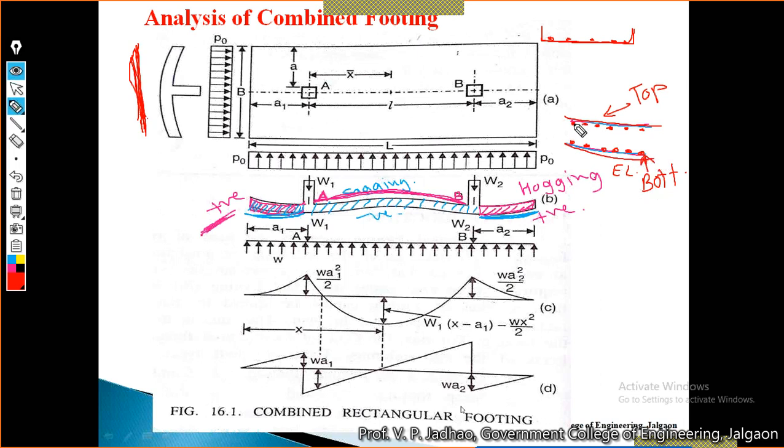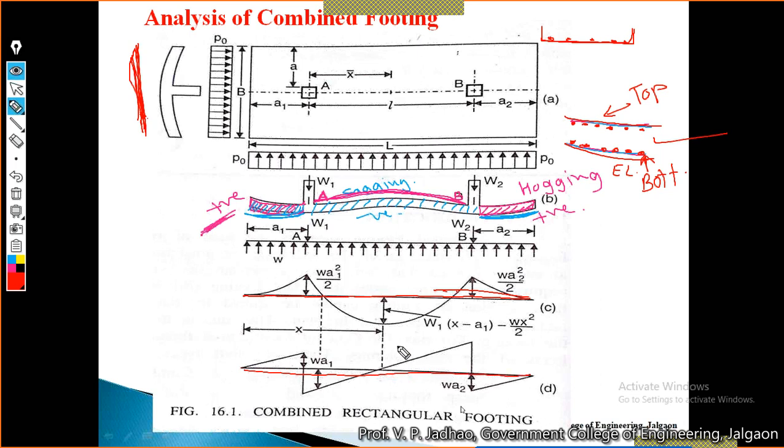Okay, at the same time we will be providing some transverse reinforcement at the top mesh also and at the bottom mesh also. Okay, so this is how we will be providing the steel reinforcement. This is how the bending moment diagram is drawn. This is how the shear force diagram is drawn.